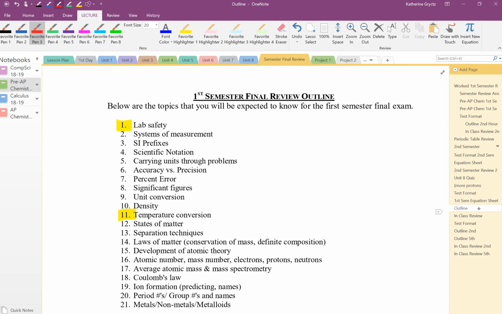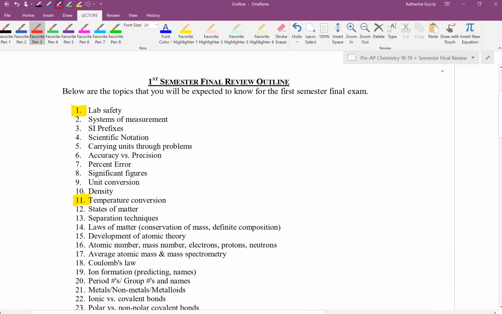So that's the SI prefixes, just being able to use them in conversions, and you'll definitely see them built in as we work through some of these problems. Scientific notation: you're going to have to be able to convert from scientific notation back into standard notation. That should be fairly easy.